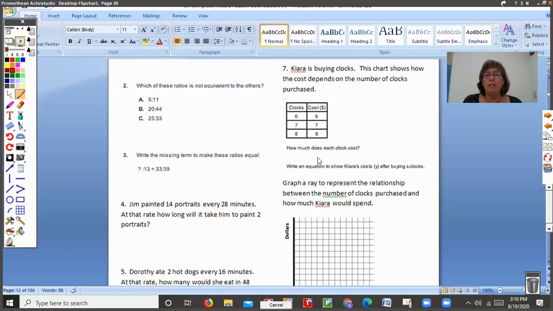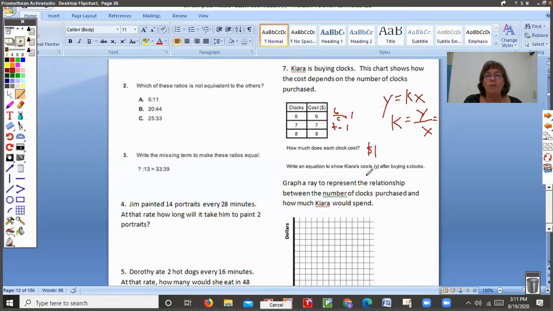So when they're asking you how much does each clock cost, they're looking for the K value. Now remember the formula, y equals K times X. So we're looking for K. To find K, it's y over X. So let's go back over here. We just start substituting. Y over X is 6 divided by 6. 6 divided by 6 is 1. 7 divided by 7 is 1. And 8 divided by 8 is 1. So we know that they're going to cost $1.